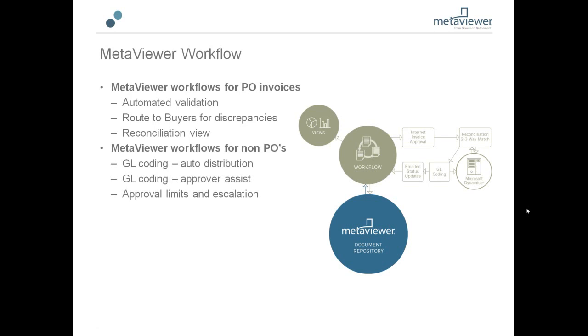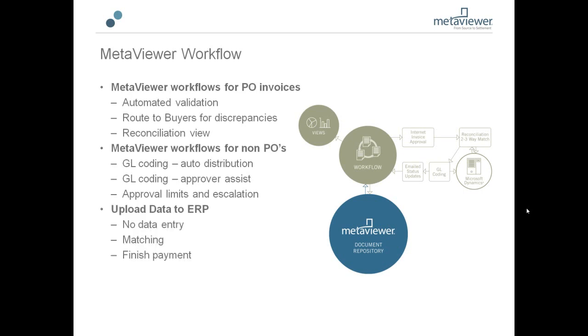Workflows for non-POs usually center around more of the GL coding of the documents and escalating for approval limits and those types of things. When it comes to GL coding those invoices, we have some tools to help auto-distribute the codes or auto-generate the codes based on certain parameters, or for those approvers who are maybe doing the coding, we can do some approver assist where we can help them navigate as to what are the appropriate codes and validate those codes so that when we push that information up to the Dynamics system, the codes are correct and all validated as well.